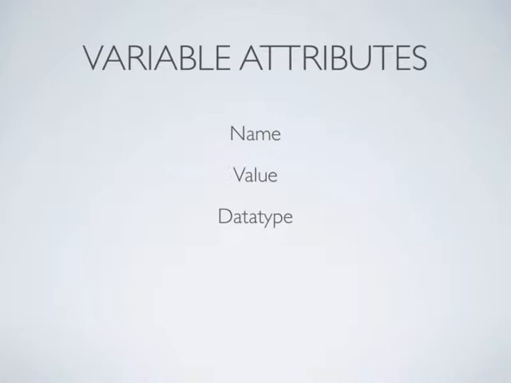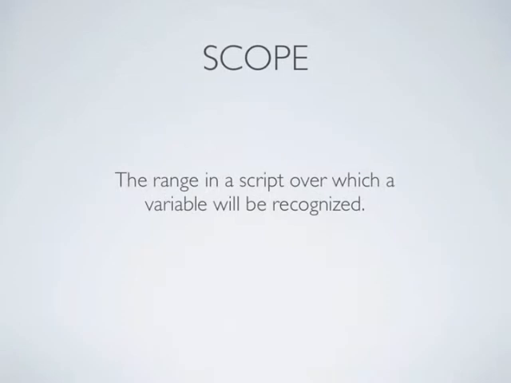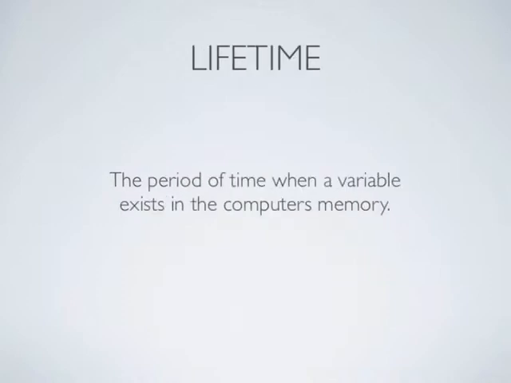What we haven't talked about yet is the fact that every variable also has a scope and a lifetime. The scope of a variable defines the parts of the script that will be able to see and use that variable. The lifetime of a variable describes the amount of time while the script is running that a variable actually exists in the computer's memory. For example, when we declare a variable, the variable comes into existence. That's the beginning of its lifetime.